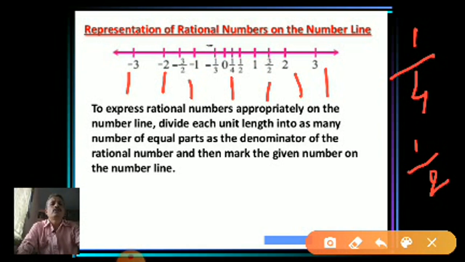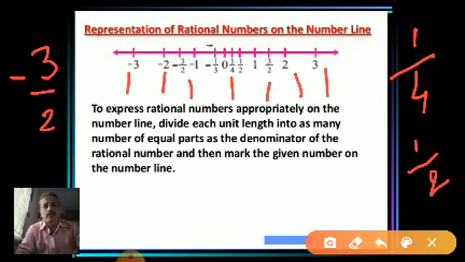Same way, on the left side, between minus 1 and minus 2, there is one number written, minus 3 upon 2. This is also a rational number. To express rational numbers appropriately on the number line, divide each unit length into as many equal parts as the denominator of the rational number, and then mark the given number on the number line.